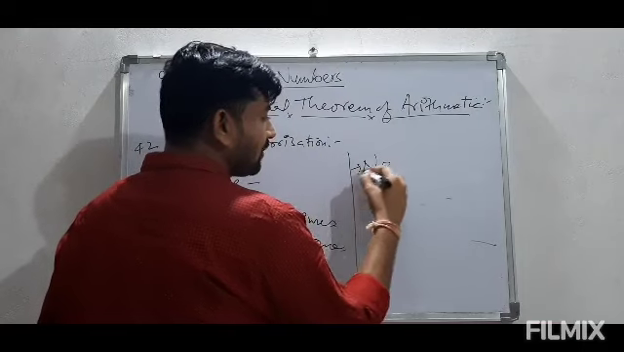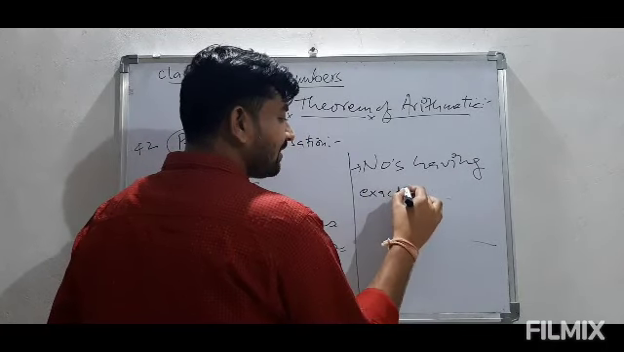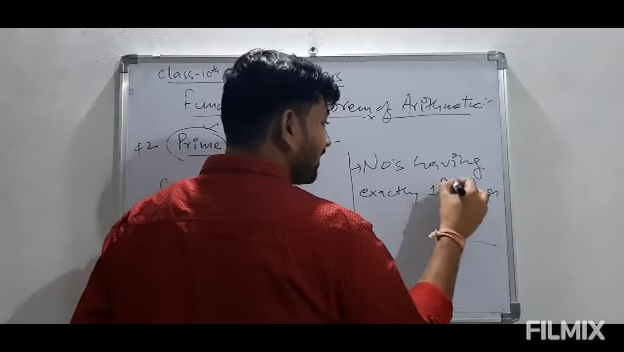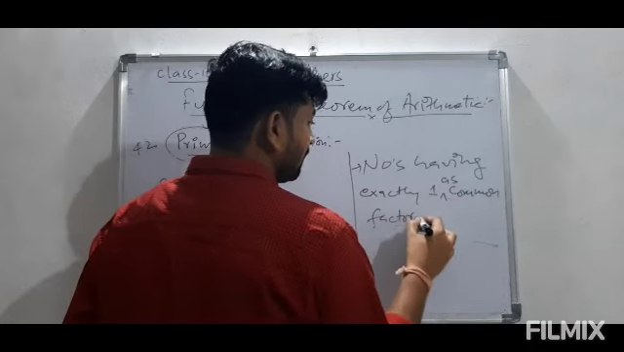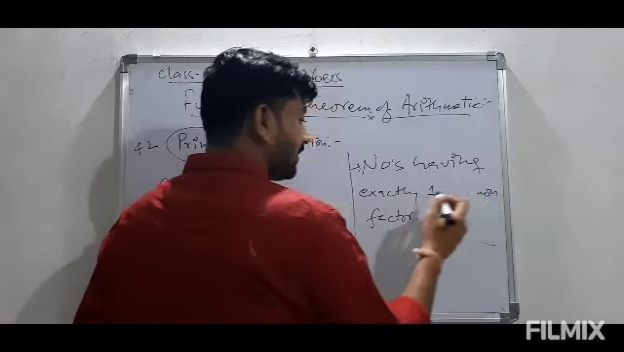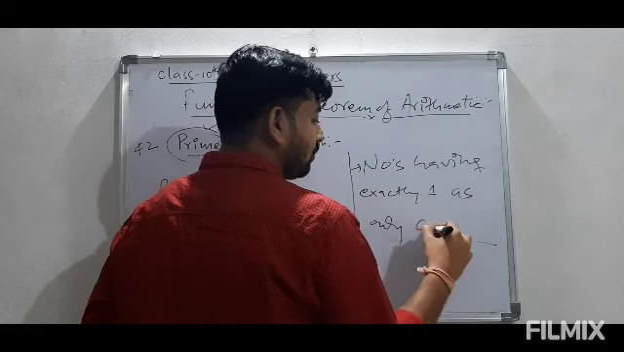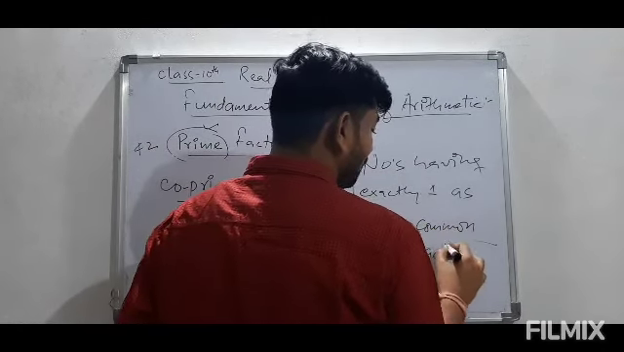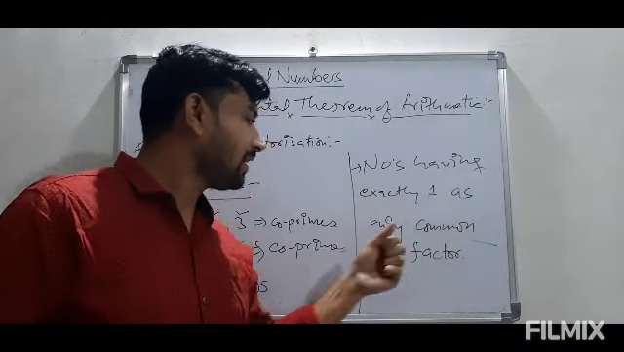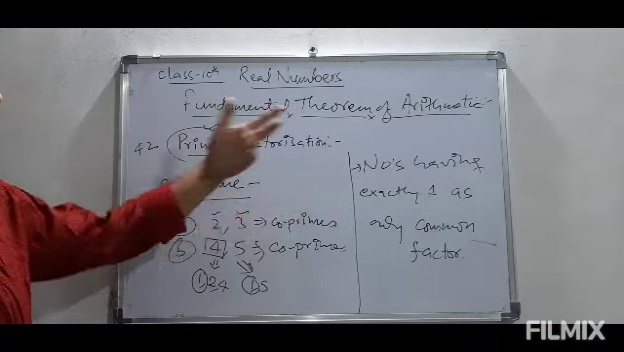So the definition of co-prime numbers is numbers having exactly 1 as their only common factor. अगर ऐसे कोई 2 नंबर हैं जिनका सिर्फ एक ही कॉमन फैक्टर आ सकता है और वो भी 1, ऐसे नंबर्स को हम co-prime numbers कहते हैं. This definition of co-prime will be used in further discussion.